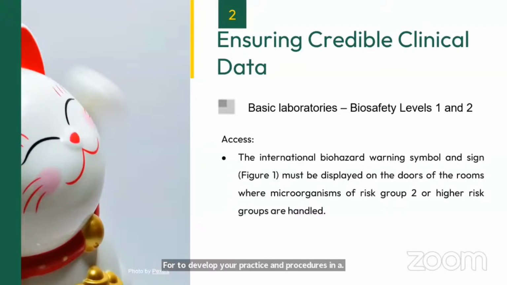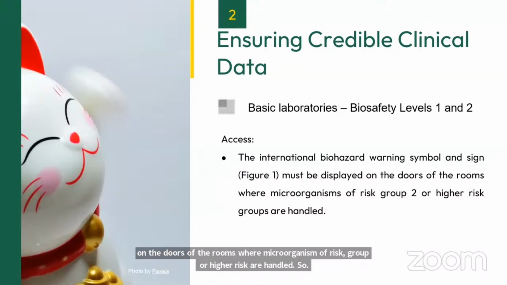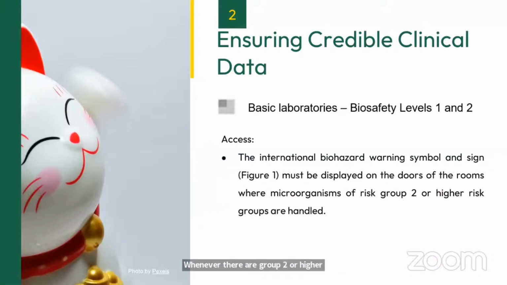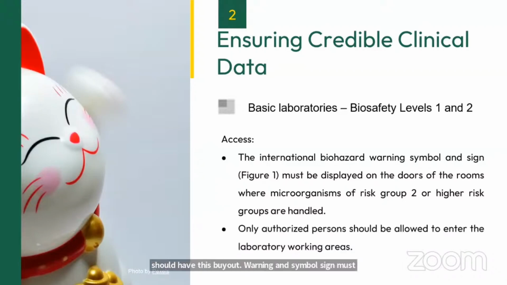Access: as per the international biohazard warning symbol and sign, as I mentioned, I will discuss this symbol at the end, it must be displayed on the doors of the rooms where microorganisms of risk group 2 or higher are handled. So whenever organisms of risk group 2 or higher are handled, this biohazard warning symbol and sign must be available on the doors before entering those rooms.